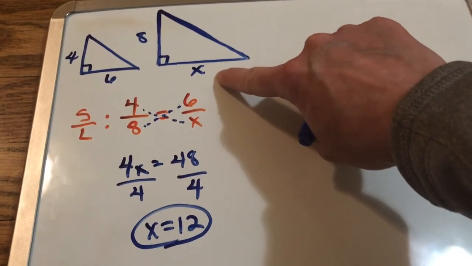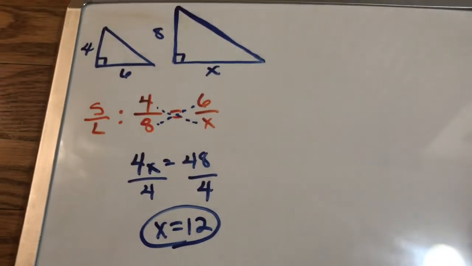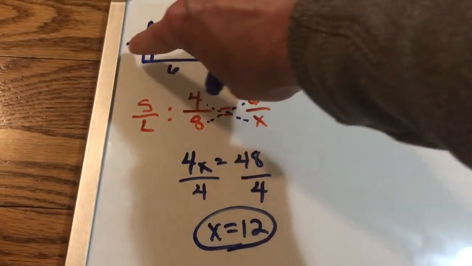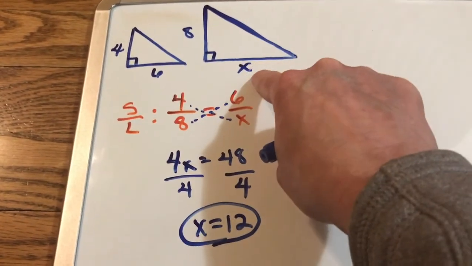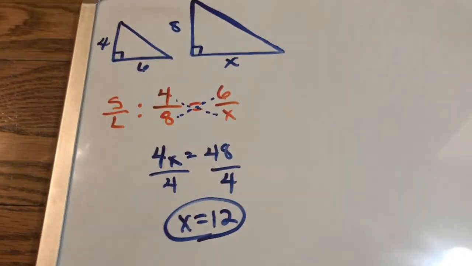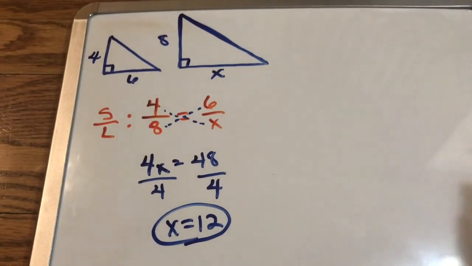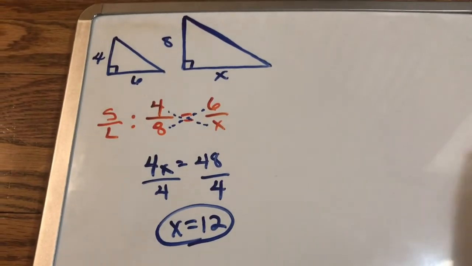If you look at this, these numbers were pretty easy anyway, so you could just see that when you go from 4 to 8, you double it. When you go from 6 to 12, you double it also. So if you see a shortcut, use it, but generally there won't be one.